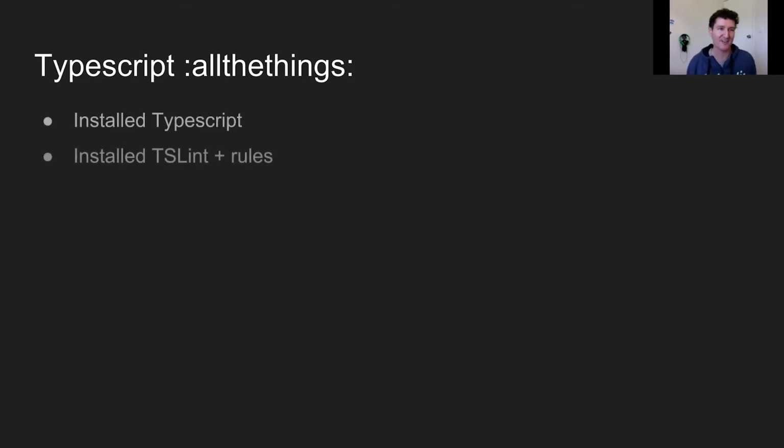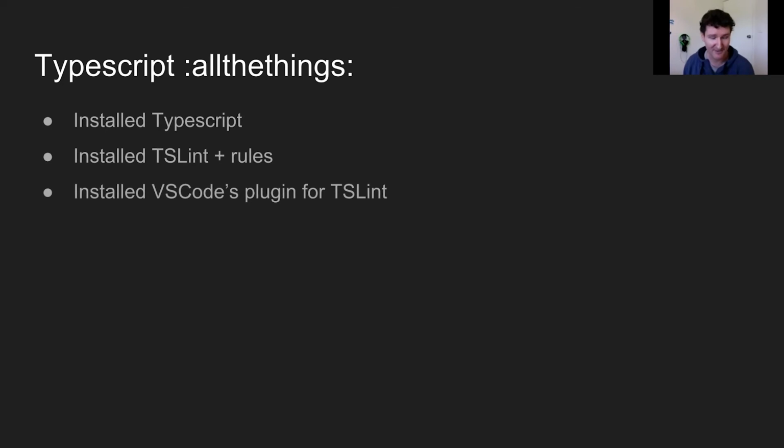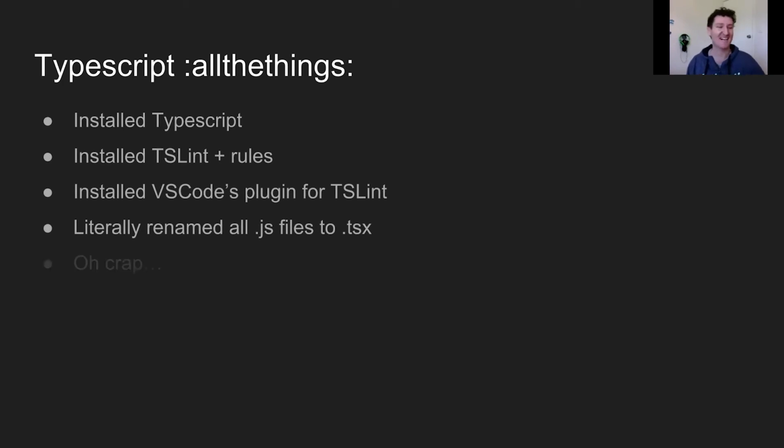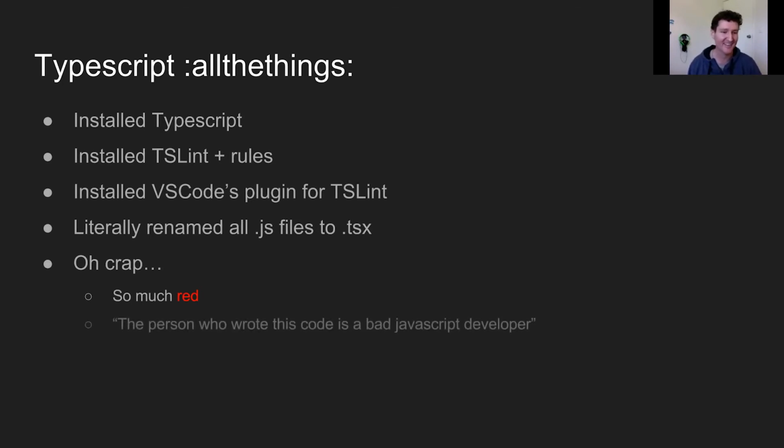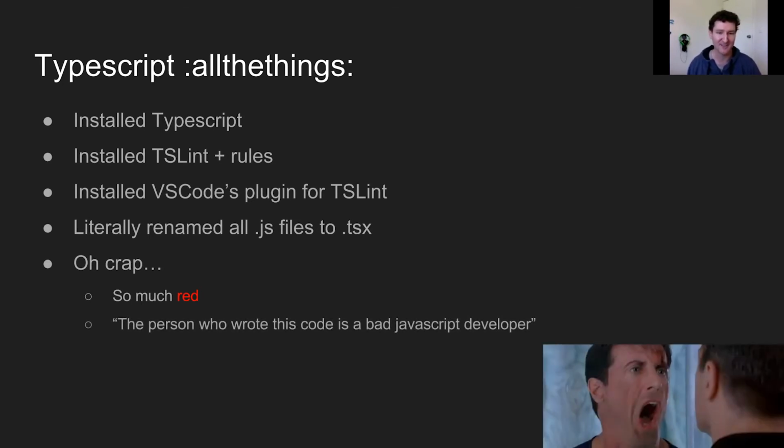I installed TypeScript, I installed TSLint. I made a whole bunch of TSLint rules, which I'll show you in a sec, to make it fairly strict about what I could and couldn't code on the front end. I installed the VS Code plugin for TSLint, which was pretty cool. Then I went and literally renamed all of my .js files to .tsx. Oh crap. There was so much red, it was ridiculous. So the cool thing about the TSLint rules was, I just opened up my project, got all excited, and then TypeScript was basically telling me that I was a very bad JavaScript developer.